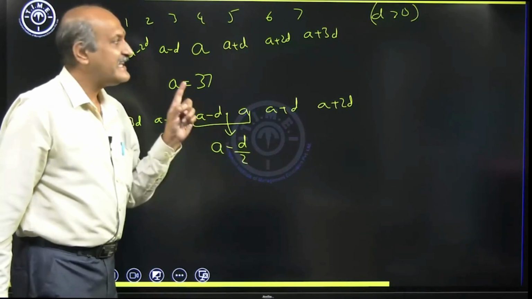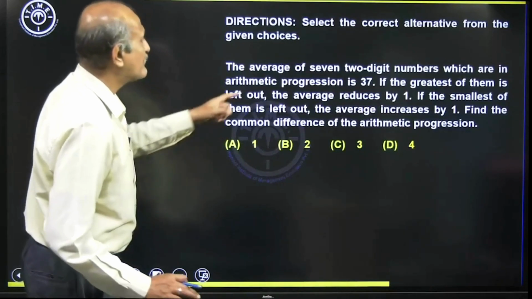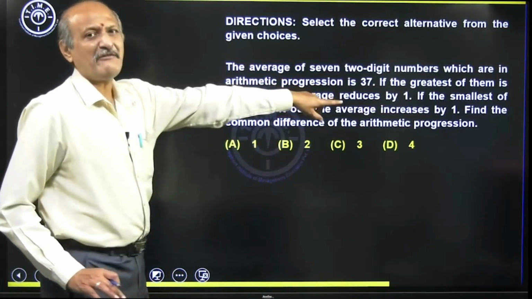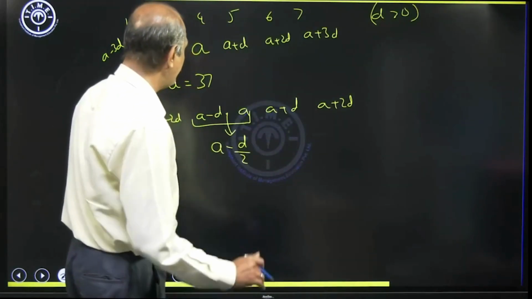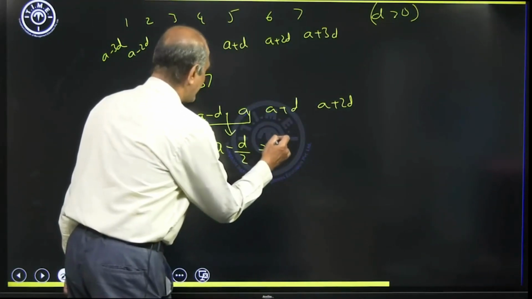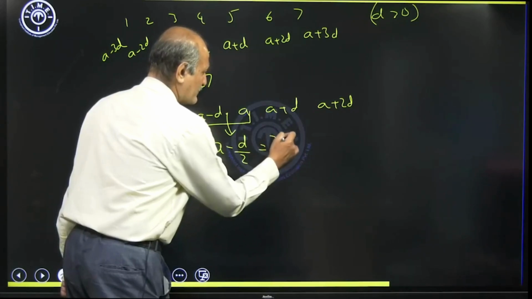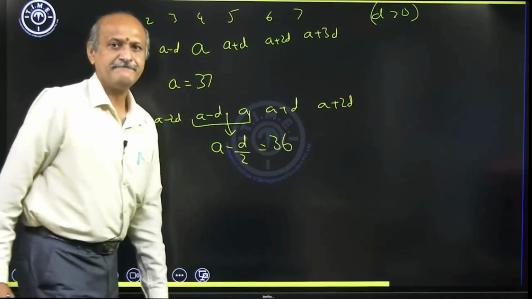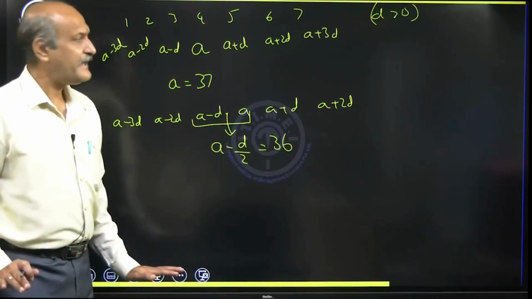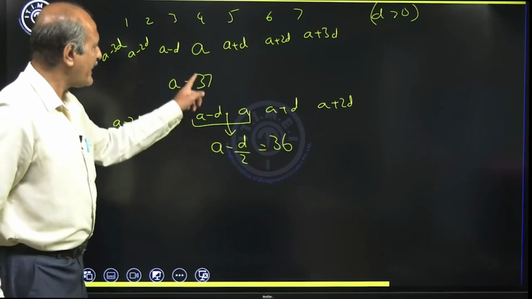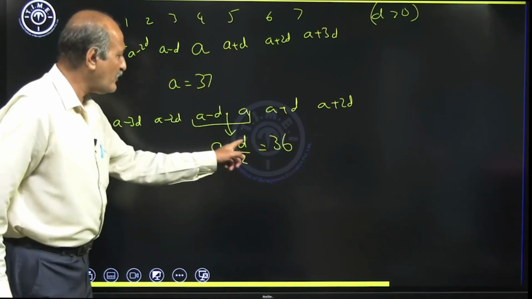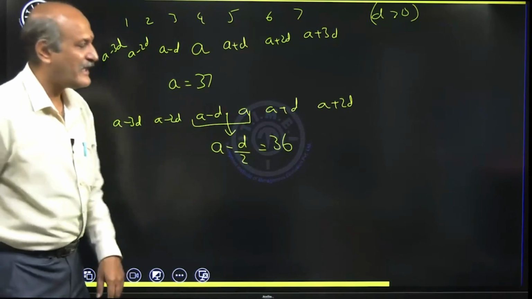And this average, he tells us, is 1 less. It is reduced by 1. So hence he is telling us that a minus d by 2 is equal to how much? It is equal to 36. We already know a is equal to 37. So if I substitute a is equal to 37 here, what do I get? d by 2 is equal to 1.